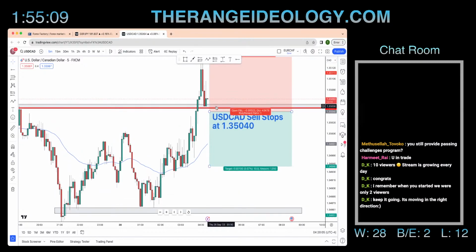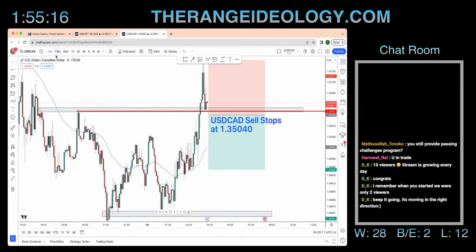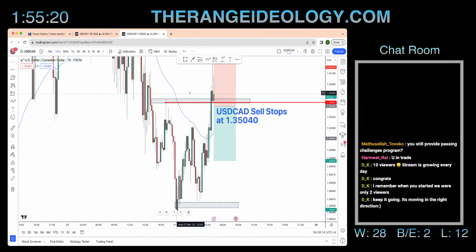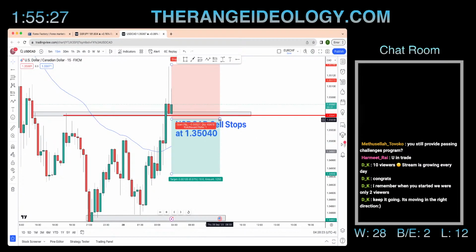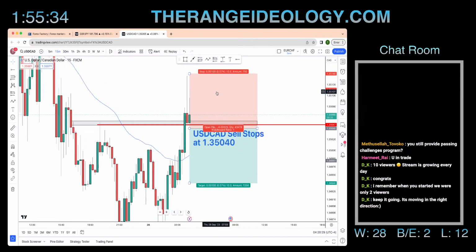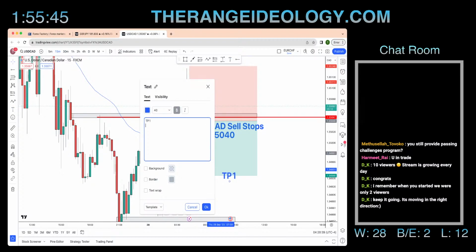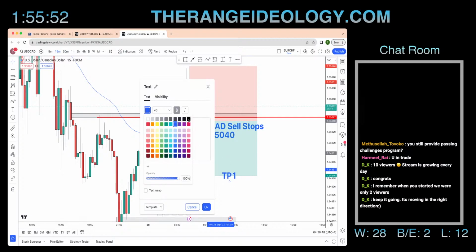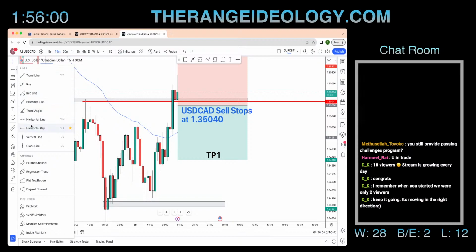And we got a new 5-minute candle opening. And seems like it's coming down. Now let's see. Can we get a good push down here? 10 pip TP with a 10 pip stop loss. And stops are set at 135,040, with stops at 135,140 and TP1 at 134,940. So let me label that as TP1. Get the horizontal rate as well here.